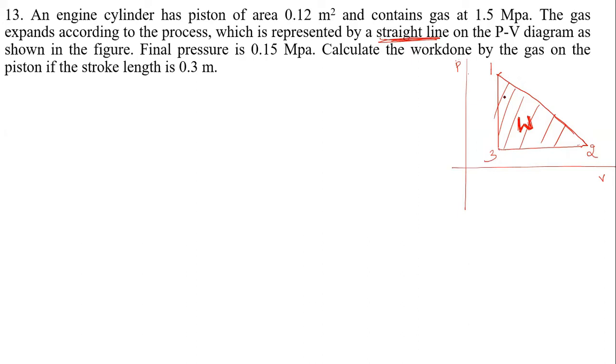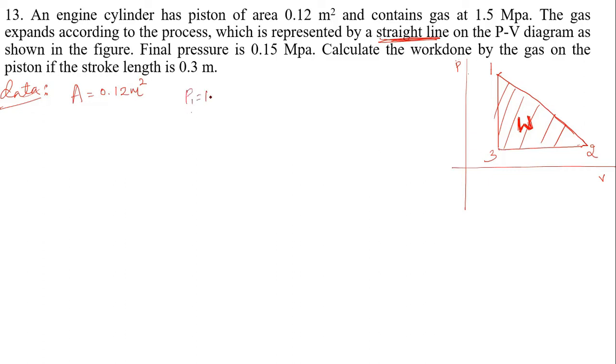What they are trying to tell is there is no curve. It means all these things are straight lines. Let me check out the data. What are the things they have given in the problem? An engine cylinder has a piston of area. Piston area they have given, that is 0.12 meter square. Let me write it. And contains a gas at 1.5 megapascal.